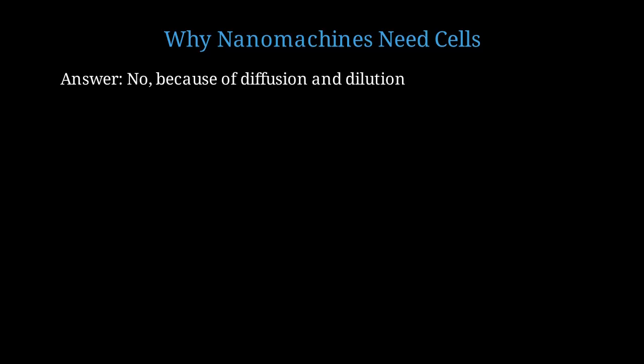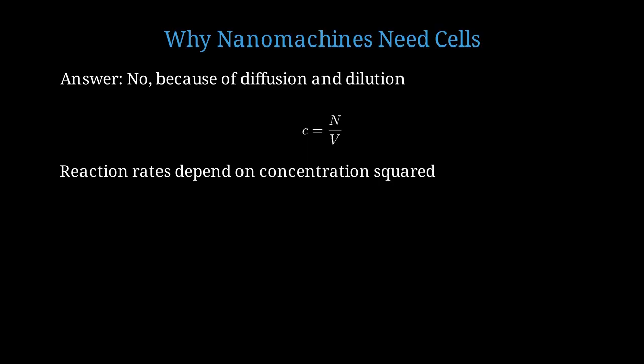Without compartmentalization, molecules would diffuse away and become too dilute to interact effectively. Concentration equals number of molecules over volume. In an open ocean, V is enormous, so C becomes vanishingly small. For most reactions, the rate depends on the concentration of reactants.